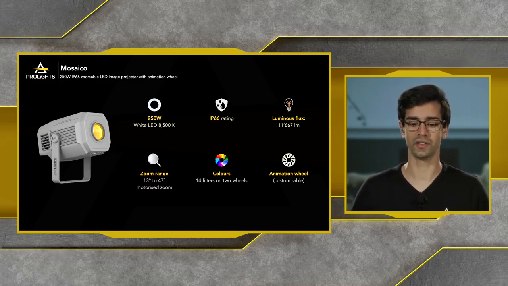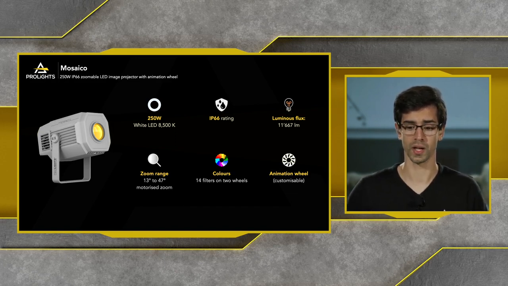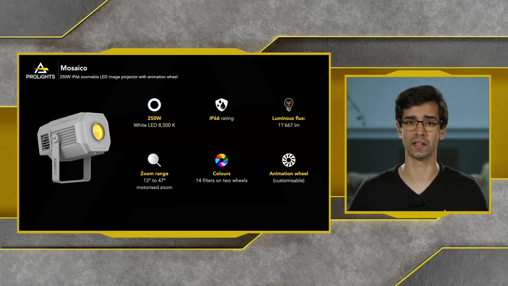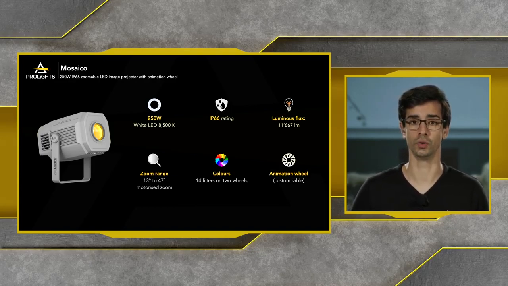We've got 17 filters on 2 color wheels, so we've got more filters than on the Mosaico Junior. And then we've got an animation wheel, and that's customizable as well. With that animation wheel, we can create very dynamic effects, like a water effect, for example, and there are many different options. Again, whether it's an image, a gobo, or a logo, we can use the Mosaico to project whatever you need as well.